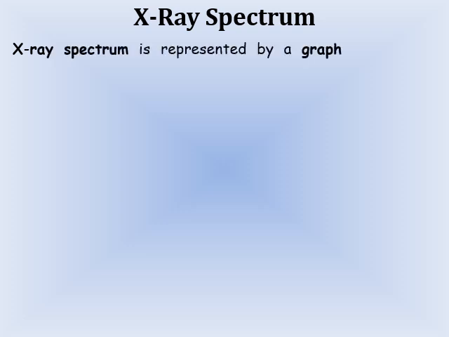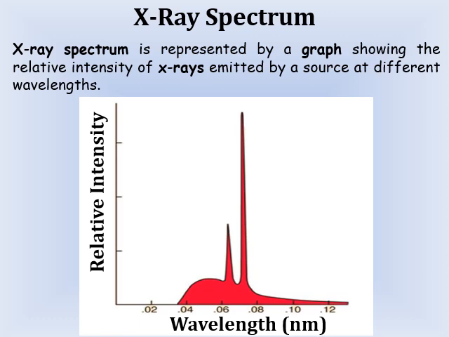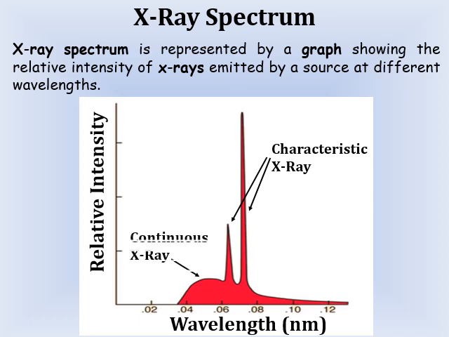Now, what does the X-ray spectrum look like? An X-ray spectrum is represented by a graph showing the relative intensity of X-rays emitted by a source at different wavelengths. Here you can see that the continuous spectrum is overlapped by two sharp peaks. The two sharp peaks correspond to characteristic X-rays and the continuous variation of intensity corresponds to continuous X-rays. The two sharp peaks are characterized as K alpha and K beta.